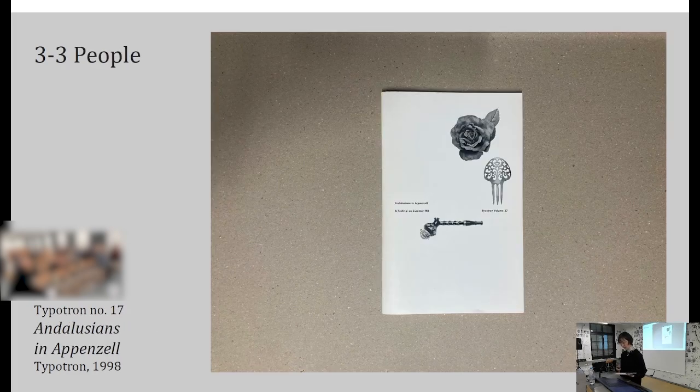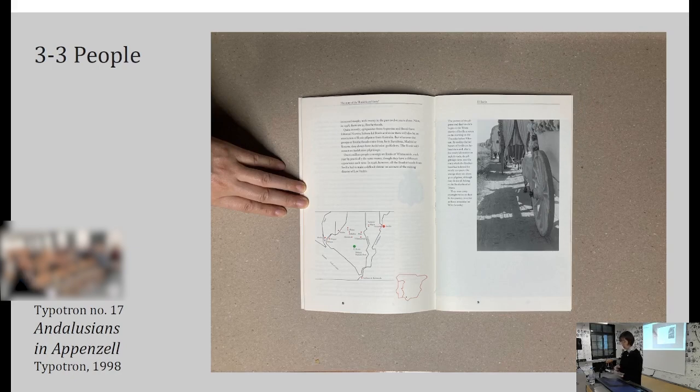In addition to this book, I was also impressed by Karl Uhliger's book, but due to lack of time, I will just skip it here. And then I'll move over to the Andalusian in Appenzell Festival in Summer Hill. This is the 17th book in the Typotron series. As the title of this book, it was very strange for me, because Andalusian and Appenzell was a very strange combination. As a book about the cultural exchange between the people of Andalusia and Appenzell, it was very impressive that it was not an exchange between big cities, but an exchange between local people.